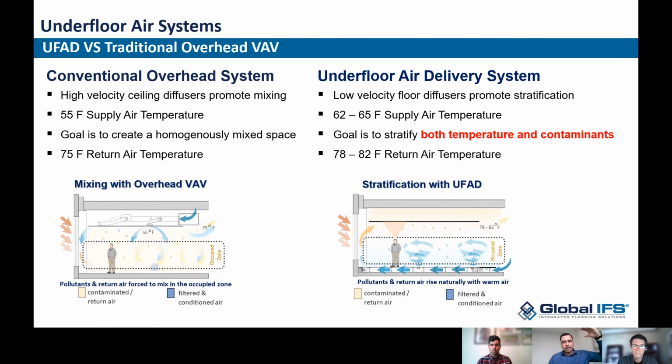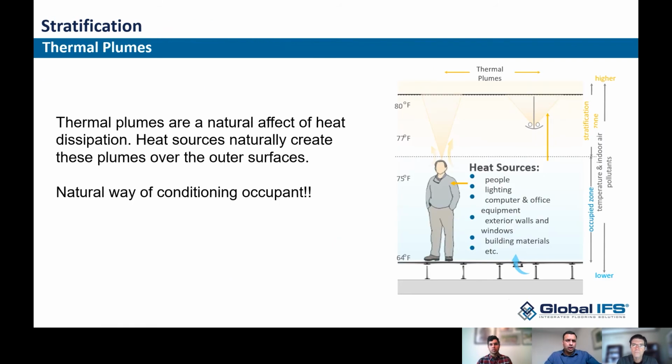You're also stratifying the contaminants, with a higher concentration of contaminants at the ceiling level versus at the floor or in the occupied space. So, I already talked a little bit about heat sources and heat plumes. This slide provides a little more information on it. Again, as occupants, human beings, we dissipate heat. A heat plume is rising over our body. That's what draws this cold conditioned air towards us, providing us a higher dose of fresher air, and that's how you condition occupants in a stratified environment.